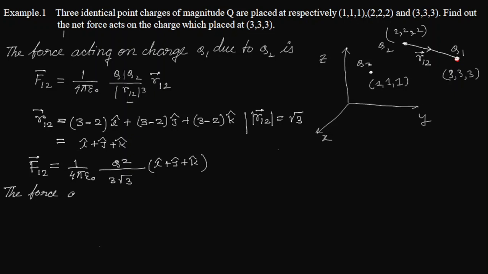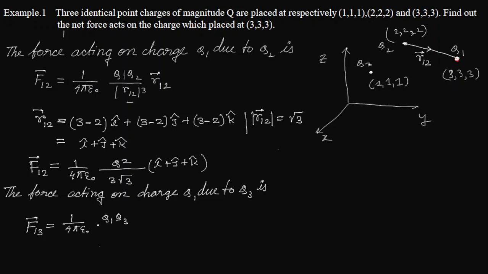Same way we can also write the force acting on charge q1 due to q3. F13 is equal to 1 by 4 pi epsilon naught q1 q3 divided by r13 cube into the r13 vector.